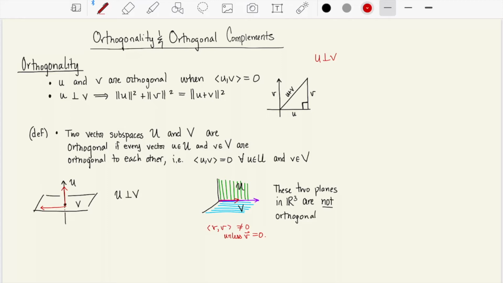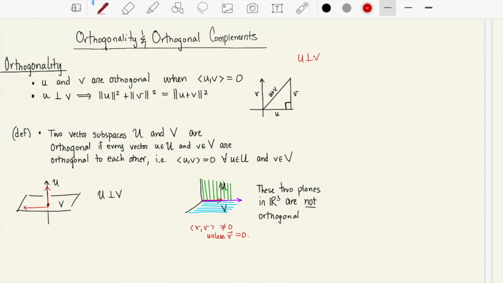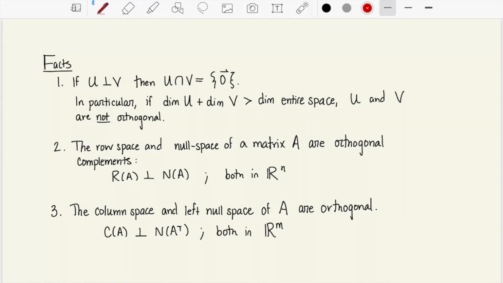All right, let's go over some facts about orthogonality. If you have two subspaces, capital U and capital V, that are orthogonal to each other, then their intersection must be the 0 vector. In the previous example, when we looked at the wall and the floor, the intersection was not just the 0 vector, it was a whole line of intersection. And so that meant that these spaces were not orthogonal to each other.